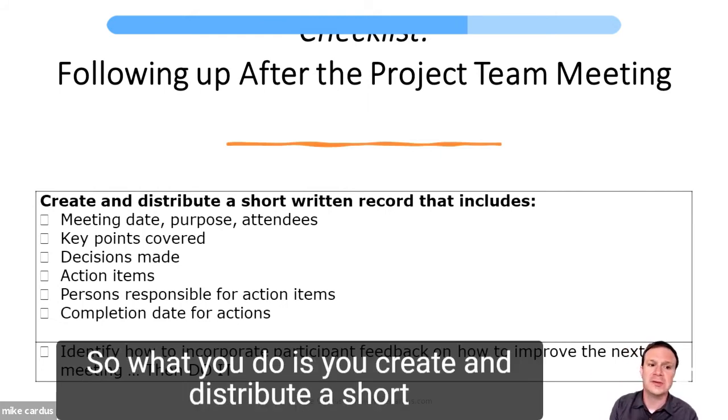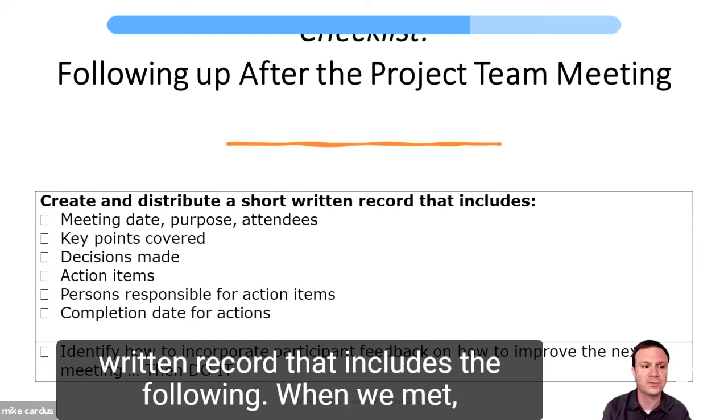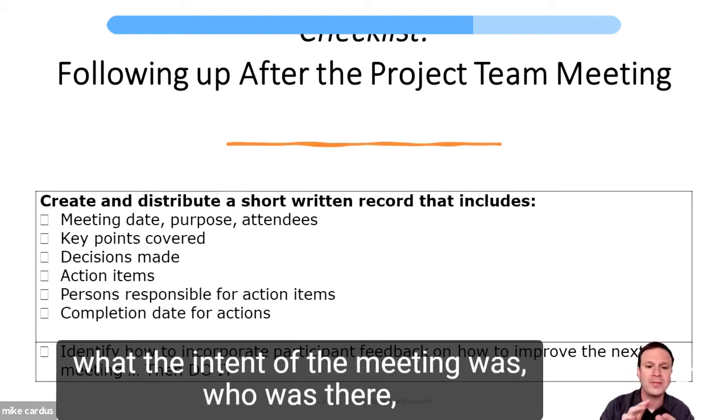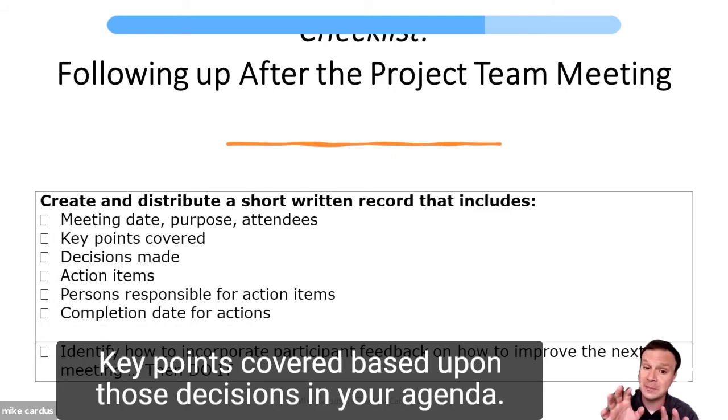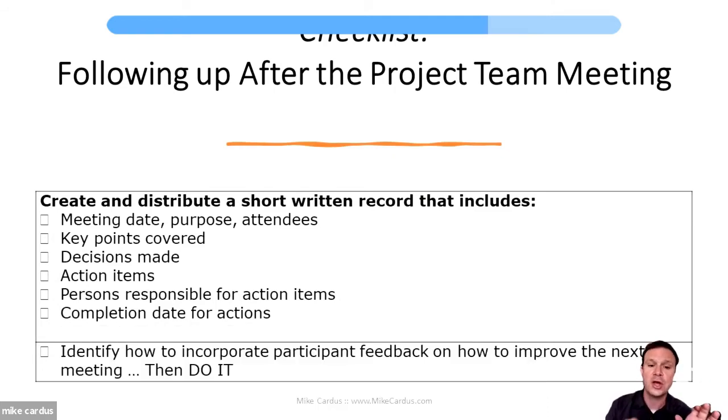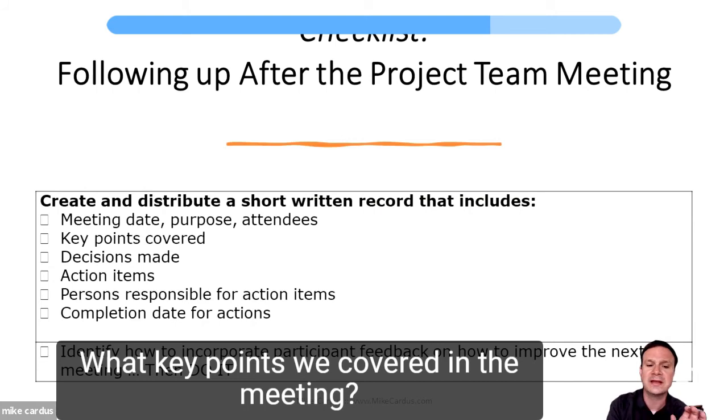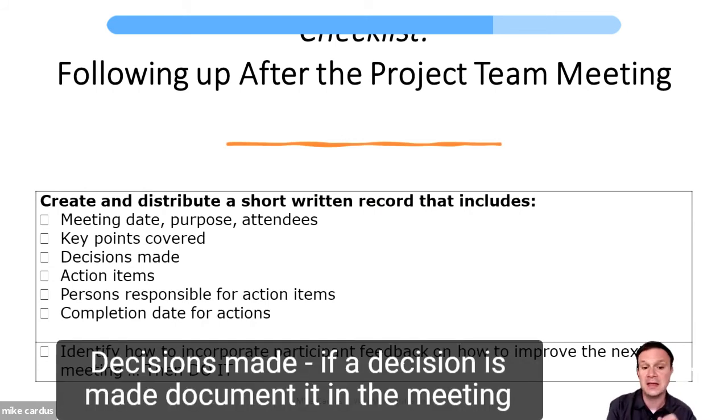You create and distribute a short written record that includes the following. When we met, what the intent of the meeting was, who was there. Make sure you list when, the intention, who was at the meeting. Key points covered. Based upon those decisions in your agenda, what key points were covered in the meeting? Decisions made. If a decision is made, document it in the meeting minutes.